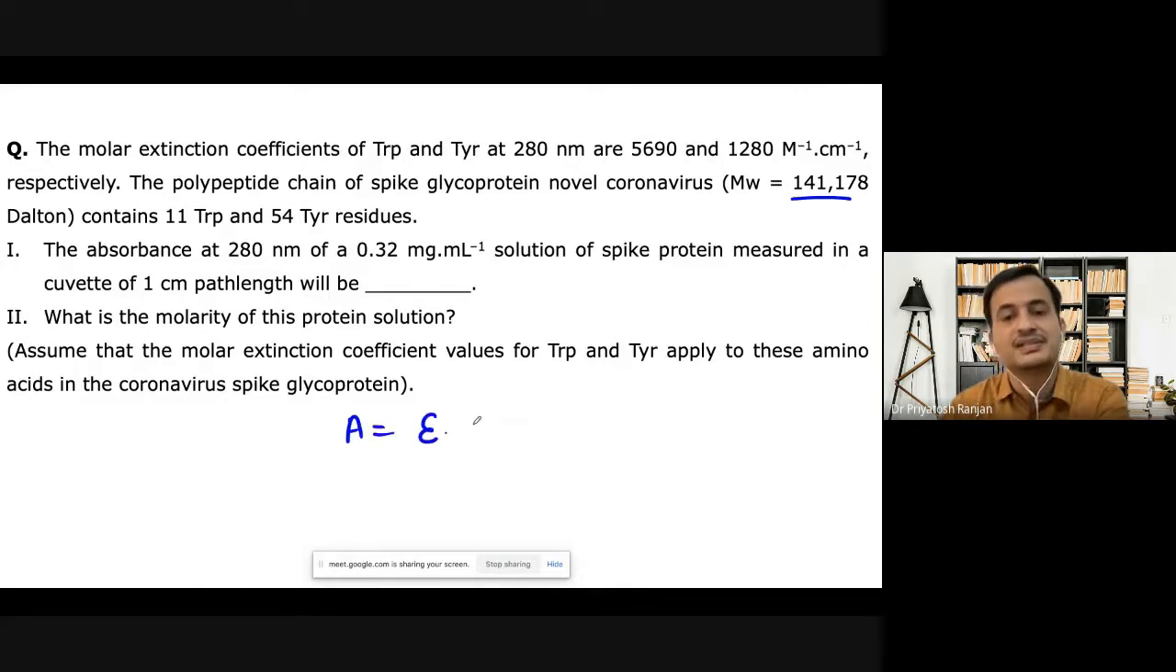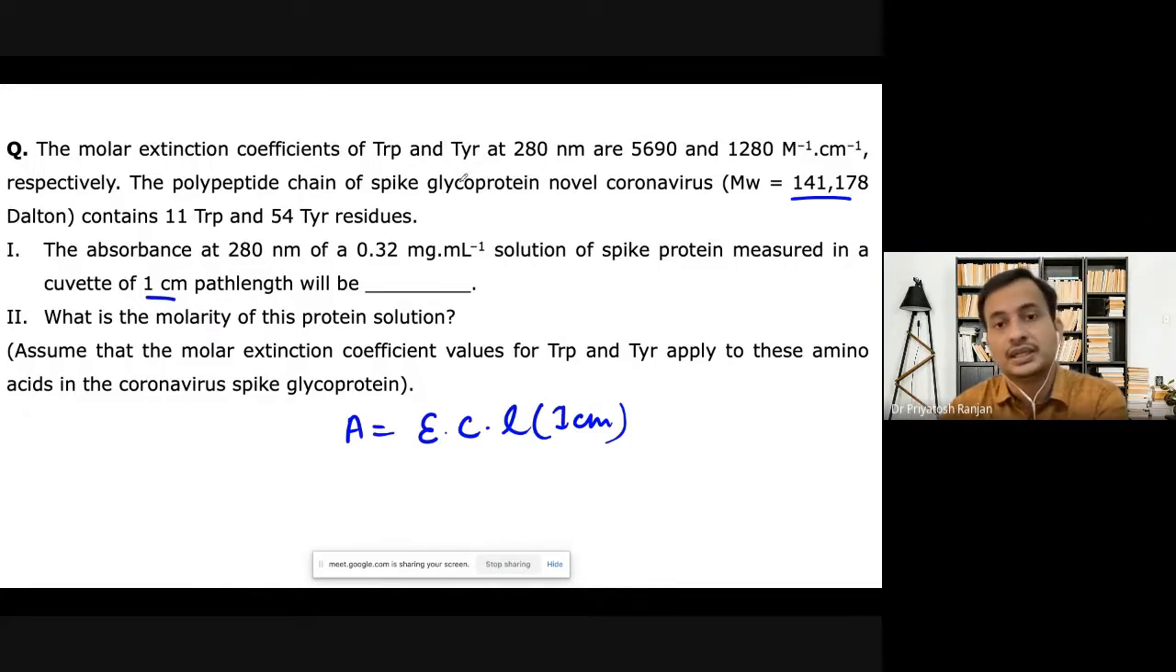We all know the famous Beer-Lambert law, and in the mathematical expression we can represent it as absorbance equal to epsilon C L. L is the path length, C is the concentration, epsilon is the molar extinction coefficient. Now from the question, L is very clear, which is 1 centimeter path length given. Concentration I need to calculate. Also the epsilon value for a single tryptophan and tyrosine is given.